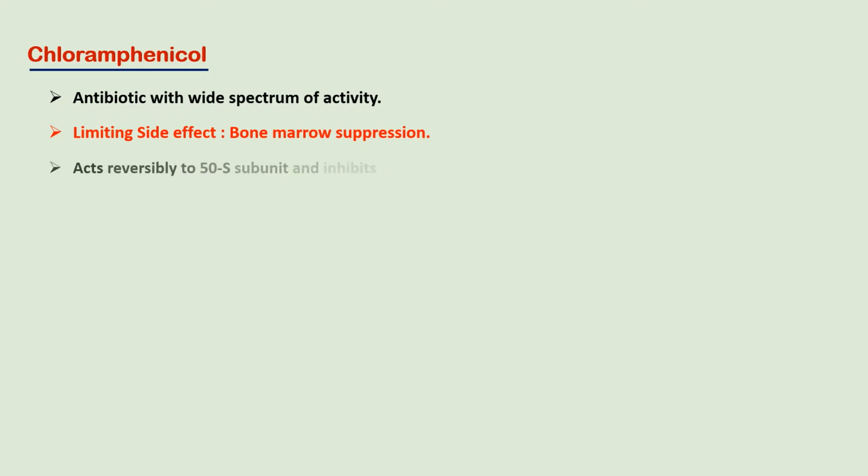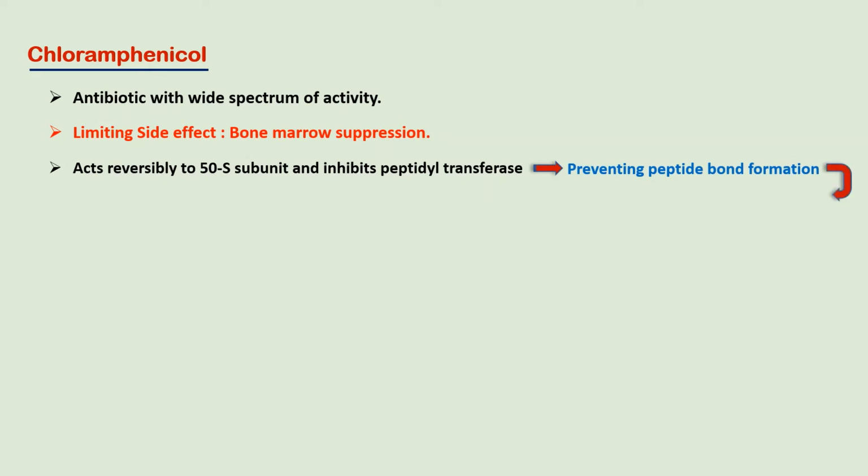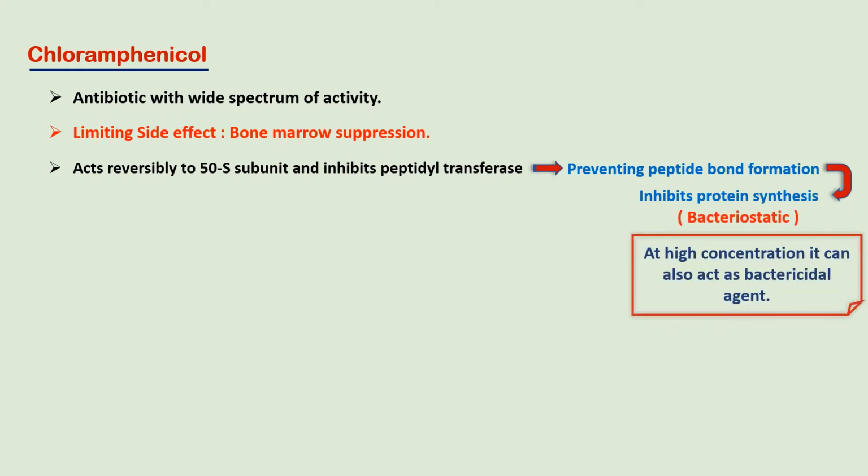It acts by binding reversibly to the 50S ribosomal subunit and inhibiting the peptidyl transferase, thus preventing peptide bond formation of upcoming amino acids and thus inhibiting protein synthesis. It is bacteriostatic, but at high concentration it also acts as a bactericidal agent. Chloramphenicol also acts on the 70S ribosomal subunits of mammalian cells and thus inhibits mitochondrial protein synthesis as well.